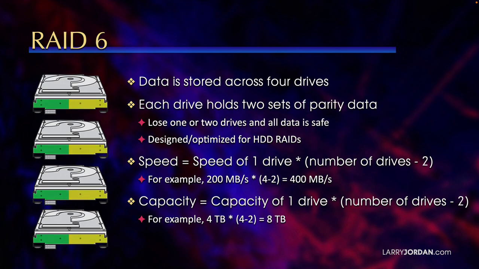RAID 6 is for the truly paranoid. Here, data is stored across all 4 drives, but each drive holds 2 sets of parity data. We can lose 1 or 2 drives at the same time, and all our data is safe. This is designed, or optimized, specifically for HDD RAIDs. There's no advantage to using RAID 6 with an SSD RAID environment. The speed is calculated as the speed of one drive times the number of drives minus 2, as is also capacity. 400 megabytes a second and 8 terabytes in my example.